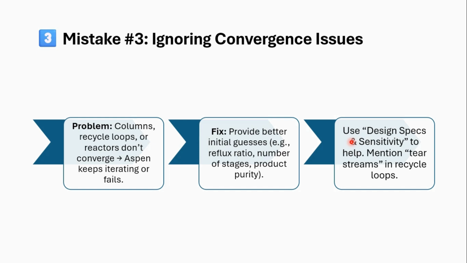So what you need to do is use design spec and sensitivity analysis, and you have to mention the tear streams in the recycle loop. So this is the third major mistake you may encounter while doing a simulation in Aspen.